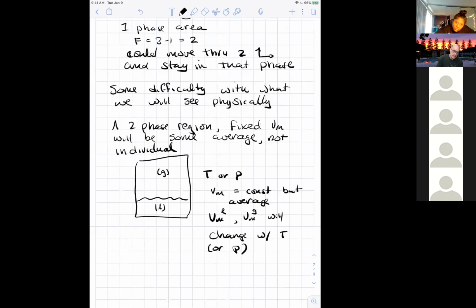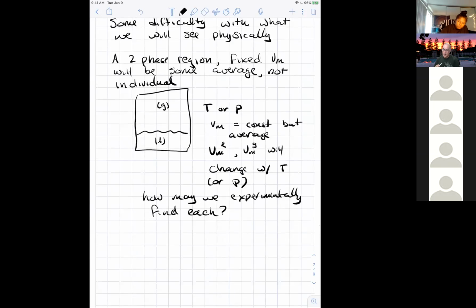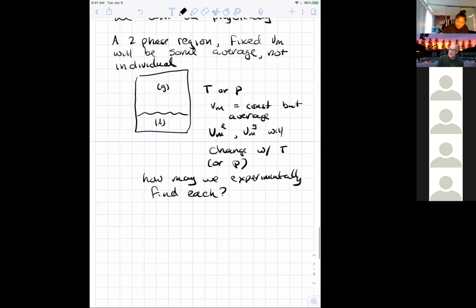How may we experimentally determine it? So this is going to be one of the problems that we want to try to solve using a phase diagram. So let's define some terms, right?